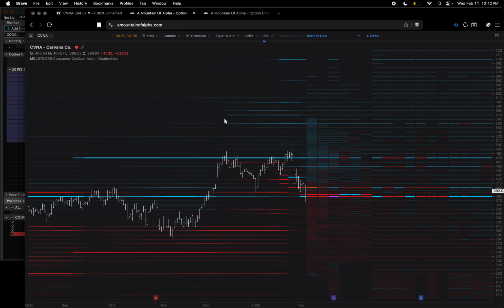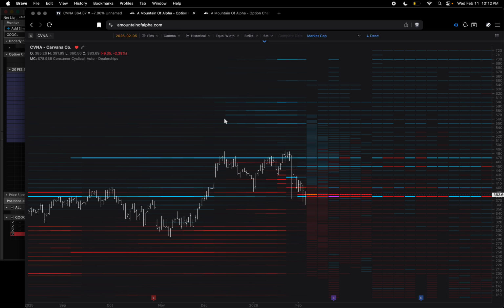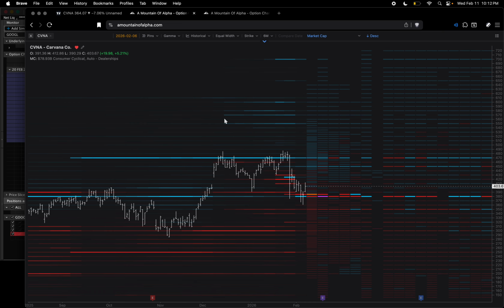Now, when you have really tight gamma pins like that, it's really hard to know the directionality of things, because it's going to be very directional. It's either going to go really up or just really down. It just depends on the flow of options, the flow of buying or selling. It's hard to know.